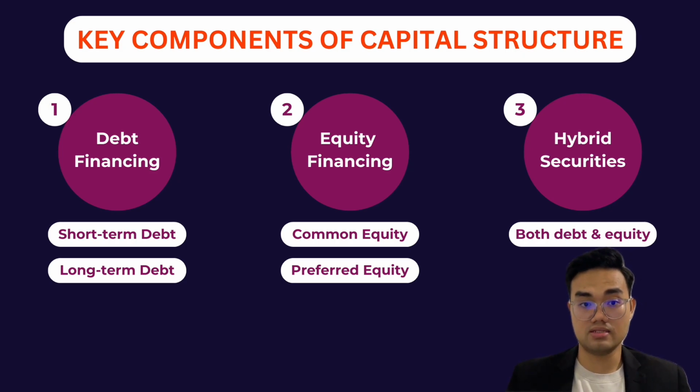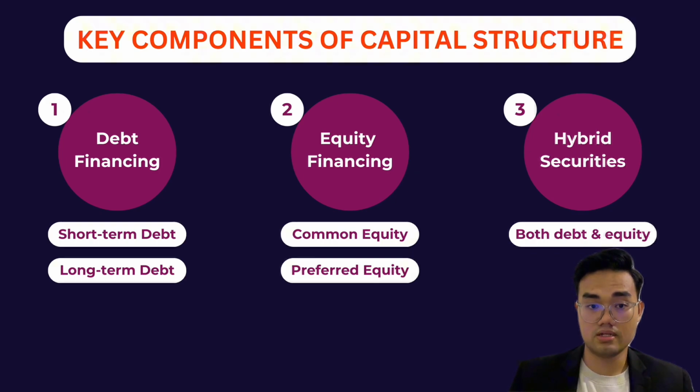The second one is equity financing. It involves common equity and preferred equity. Common equity is funds raised by issuing common shares. Common shareholders have ownership in the company and voting rights, while preferred equity is funds raised by issuing preferred shares. Preferred shareholders usually do not have voting rights, but have a higher claim on assets and earnings than common shareholders. And the last one is hybrid securities. These are instruments that have features of both debt and equity, such as convertible bonds or preferred shares.